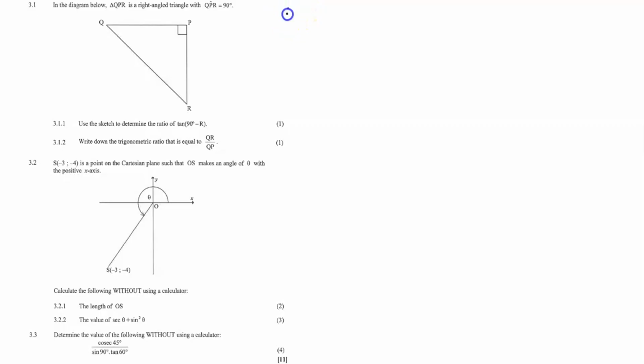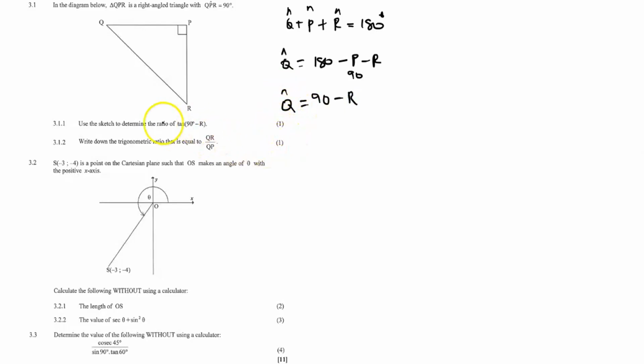We do know that angle Q plus angle P plus angle R equals 180 degrees because it's the sum of the angles in a triangle. Now if we were to make angle Q the subject, it will say 180 minus P minus R, and we know that P is 90 degrees, so 180 minus 90 minus R. So 180 minus 90 gives us 90 minus R. So angle Q is 90 minus R. So they just want you to find tan of 90 minus R.